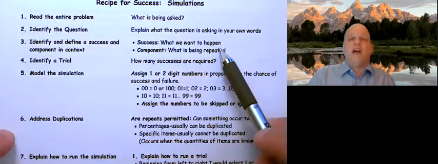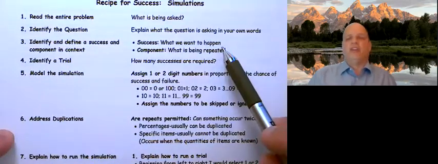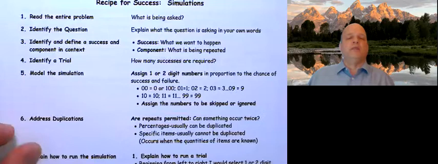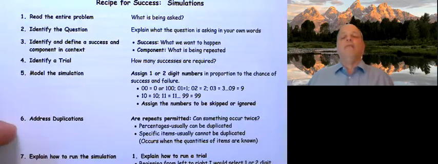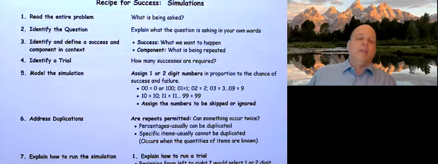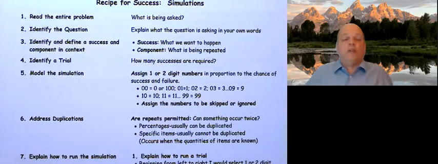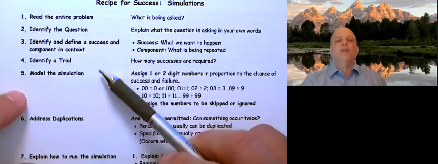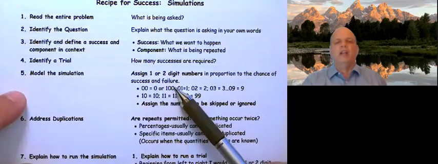We need to determine what a success is. Maybe a success is rolling a 2 on the dice or flipping a heads on a coin. And the component, of course, in those cases would be either flipping a coin or rolling a dice. Identify how many successes are required. Maybe I'm going to flip the coin until I have 5 heads. Well, that means the trial could be as short as 5, or it could take forever because we may never get 5 heads. To model the simulation, we have to assign numbers.